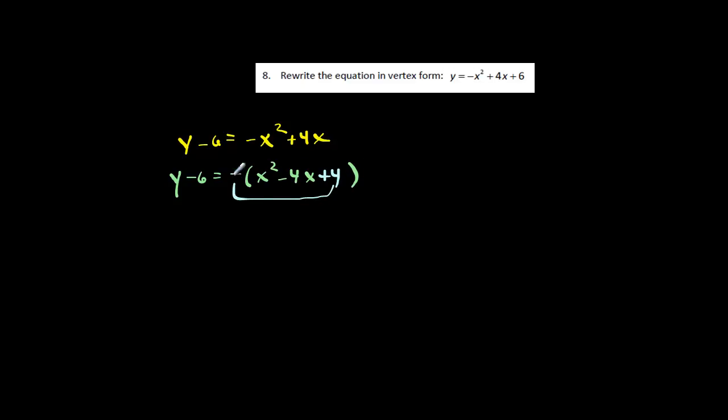Alright, rewrite in vertex form. So the first step is to move the constant over. So y minus 6 equals negative x squared plus 4x. I want to factor out the lead coefficient, which is a negative. So I have this, and I'm going to leave a space. So half of that squared is 4. But what I'm really doing is I'm subtracting 4, because a negative times a 4 is negative 4. So I have to do that on this side. So y minus 10 equals negative parentheses x minus 2 squared. And that's in vertex form.